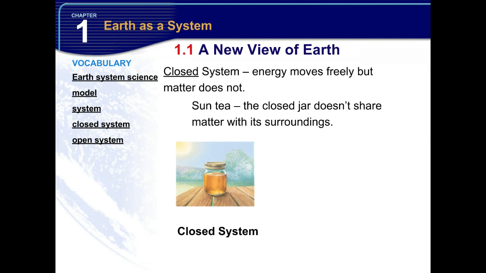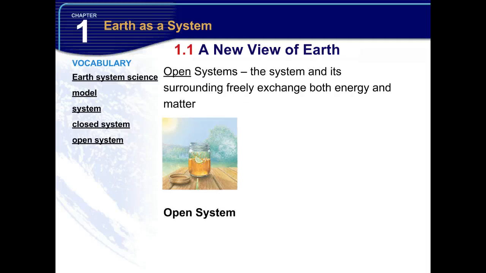There are two systems within Earth that have been established since this new view of Earth came to be. The first is a closed system, and that is energy moves freely but matter does not. An example is a closed jar of tea that doesn't share matter with its surroundings. This would be considered a closed system. An open system, the system and its surroundings freely exchange both energy and matter.